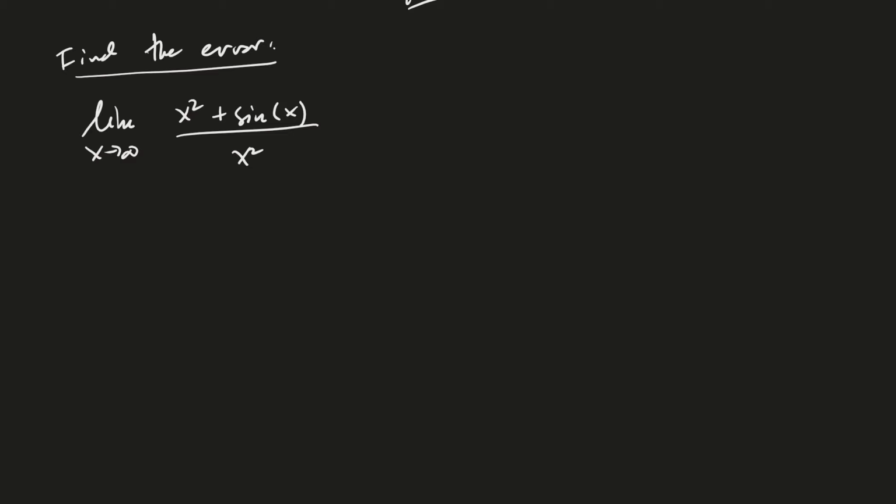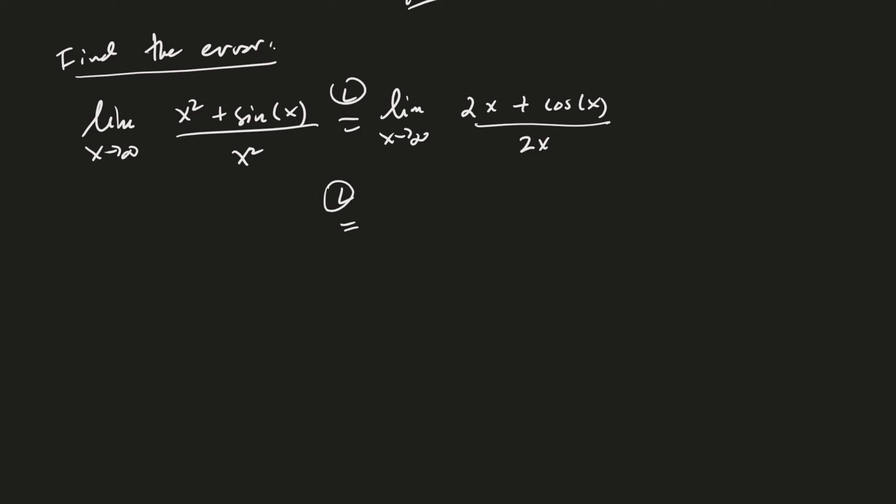Okay, and so I go through and I check, and this is infinity over infinity, and so this is a form that I can use L'Hopital on. And so I take the limit as x goes to infinity of 2x plus cosine of x divided by 2x. And this is still infinity over infinity form, right? So we can use L'Hopital again. We have the limit as x goes to infinity of 2 minus the sine of x divided by 2.